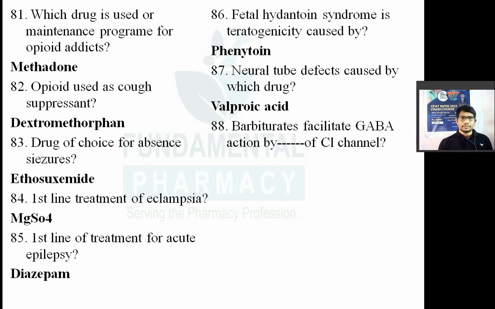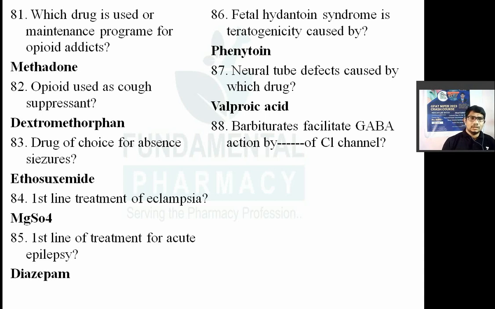Now question number 88, barbiturates facilitate GABA action by dash of chloride channel. GABA, gamma aminobutyric acid, is the neurotransmitter in the brain. So it has a receptor, GABA A. On the GABA A, benzodiazepines and barbiturates act. Now what is the basic difference in the mechanism of barbiturates and benzodiazepines?